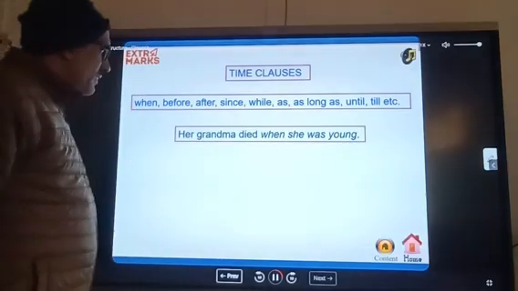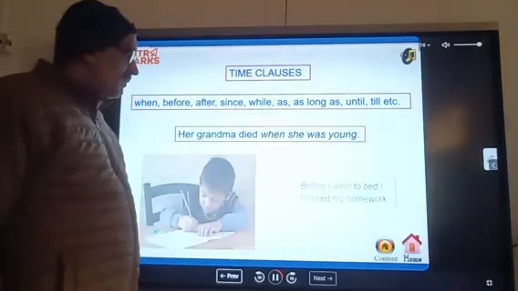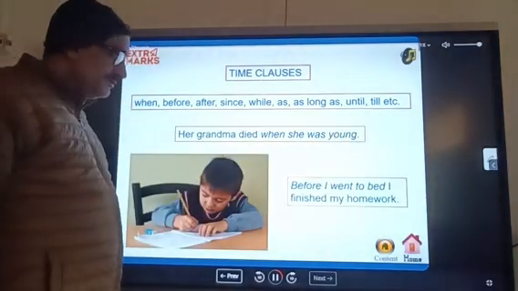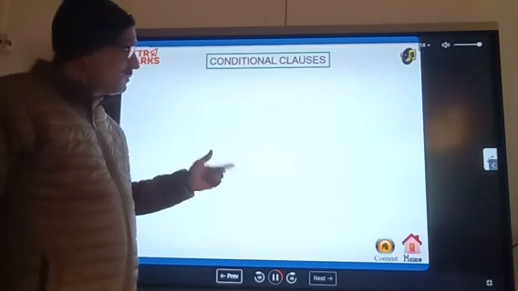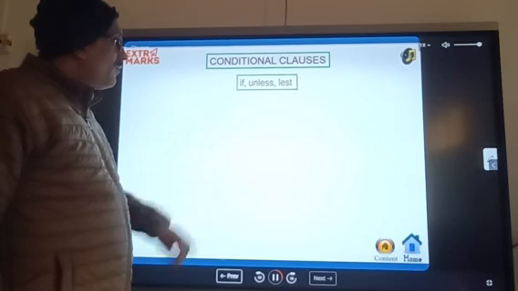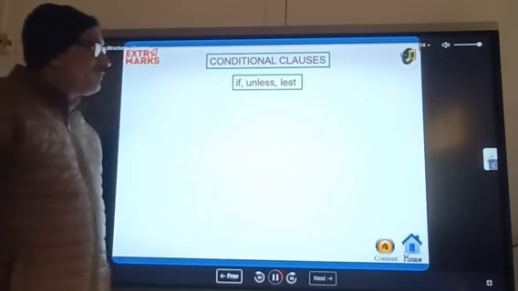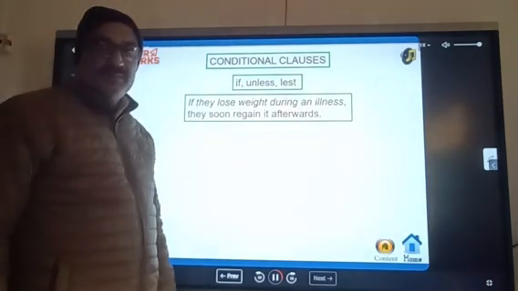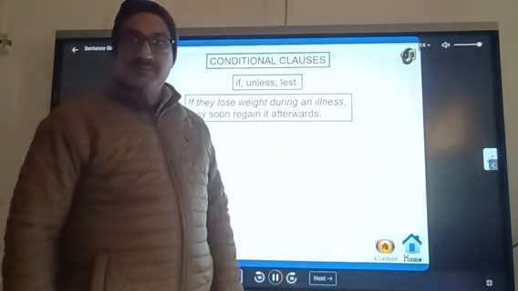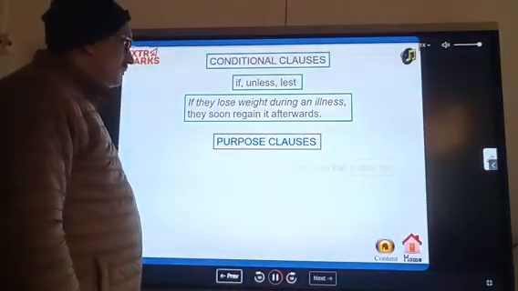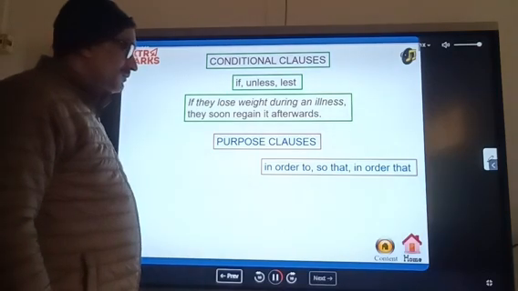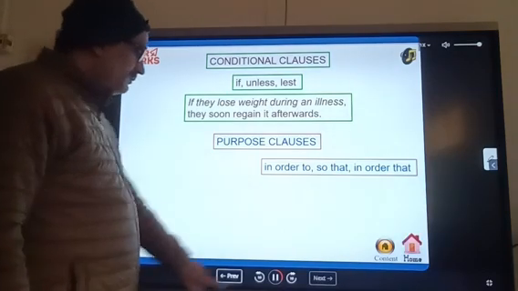Examples. Her grandma died when she was young. Before I went to bed, I finished my homework. These are the examples. Conditional clauses: if, unless, lest. Example: if they lose weight during an illness, they soon regain it afterwards. Purpose clauses: in order to, so that, in order that.